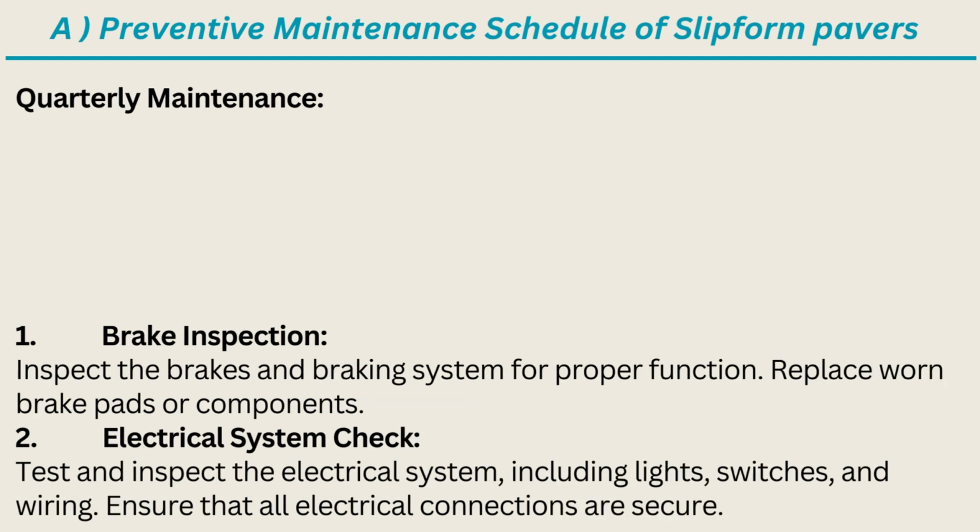Quarterly maintenance. 1. Brake inspection. Inspect the brakes and braking system for proper function. Replace worn brake pads or components. 2. Electrical system check. Test and inspect the electrical system, including lights, switches, and wiring. Ensure that all electrical connections are secure.